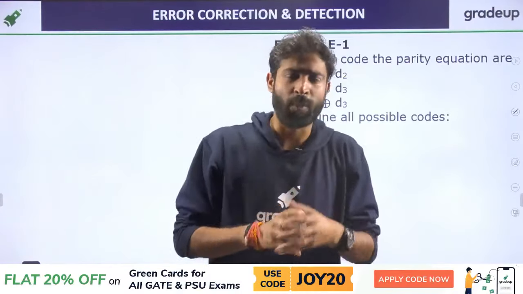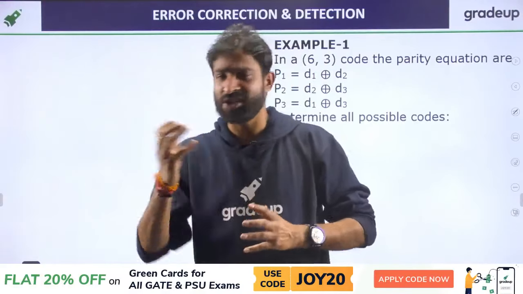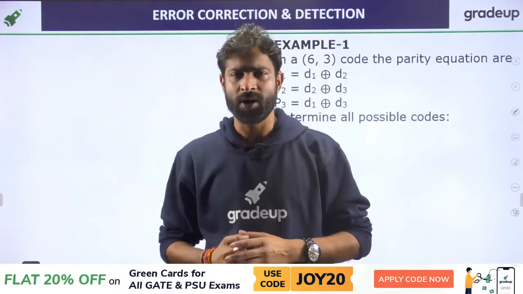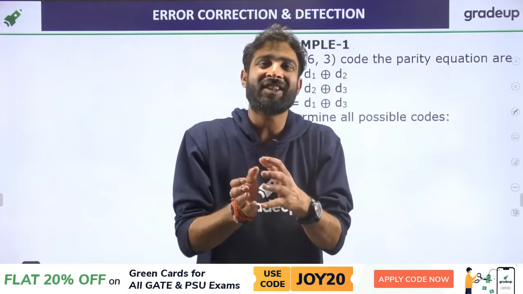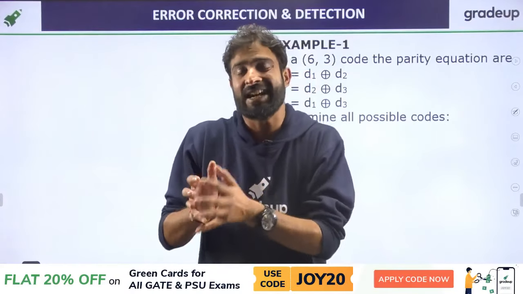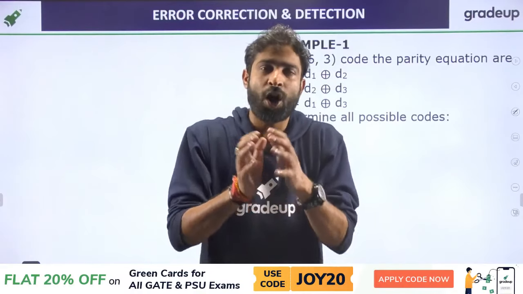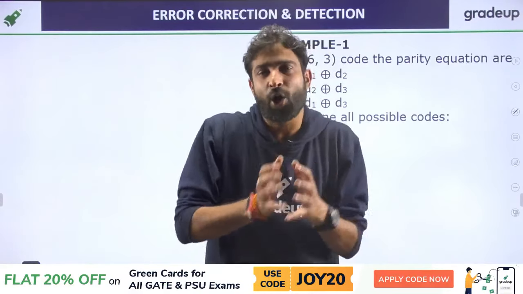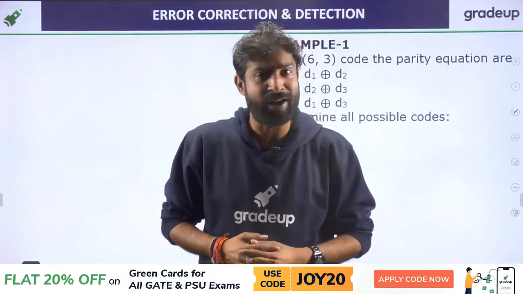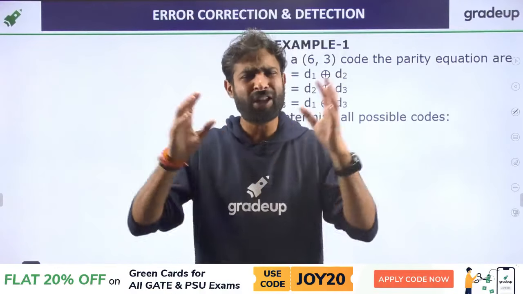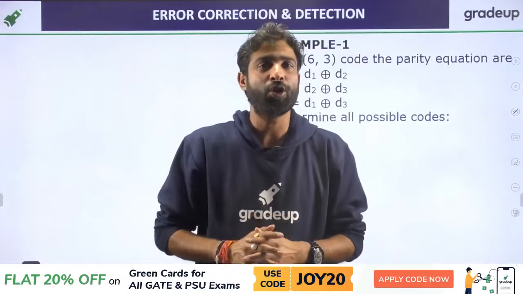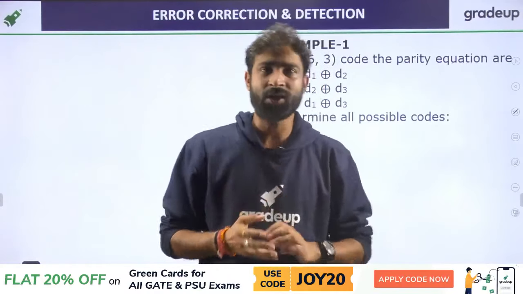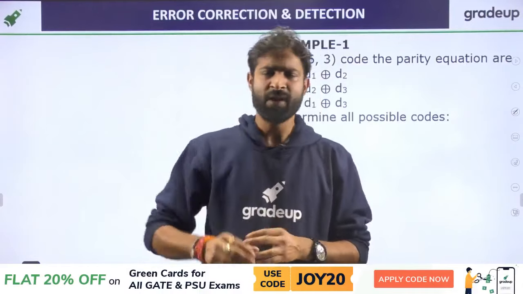Next, there are two types of code, systematic code and non-systematic code. A systematic code is a code in which the parity bits are separated from the data bits. If all the parity bits are written together along with the data bits, then it is called a systematic code. And if there is a mashup between the data bits and the parity bits, then it is called a non-systematic code.